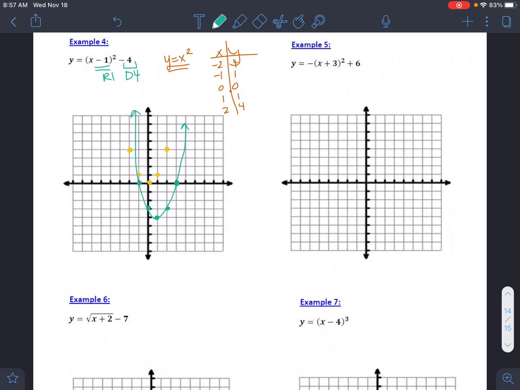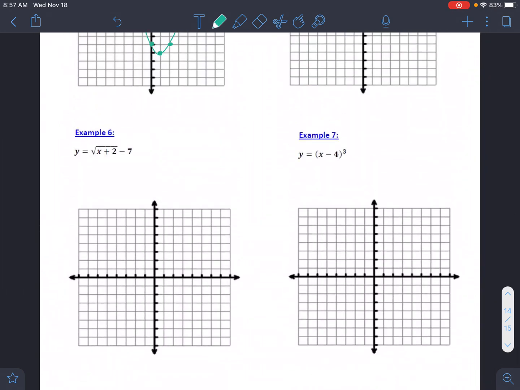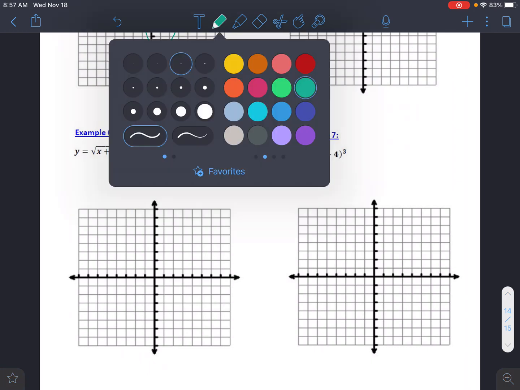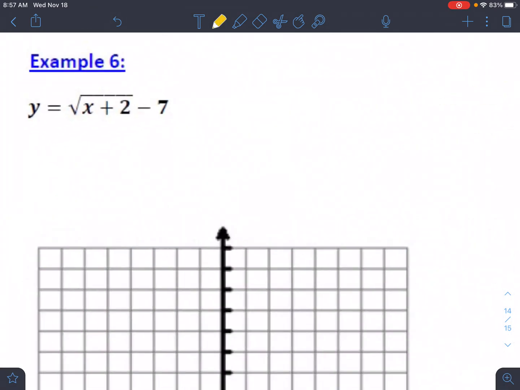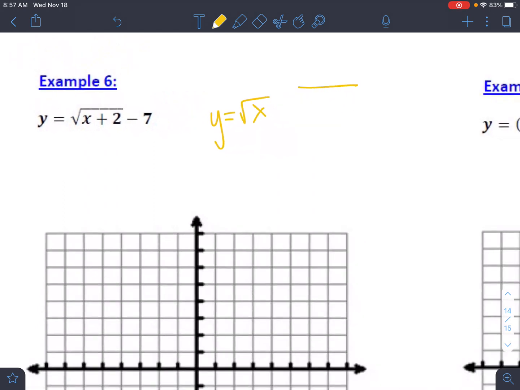So, last one we'll do is example 6 here. Okay, example 6 is a square root. So again, take your time here. Think of what is the original function. It's square root of x. What type of things do I plug in here?